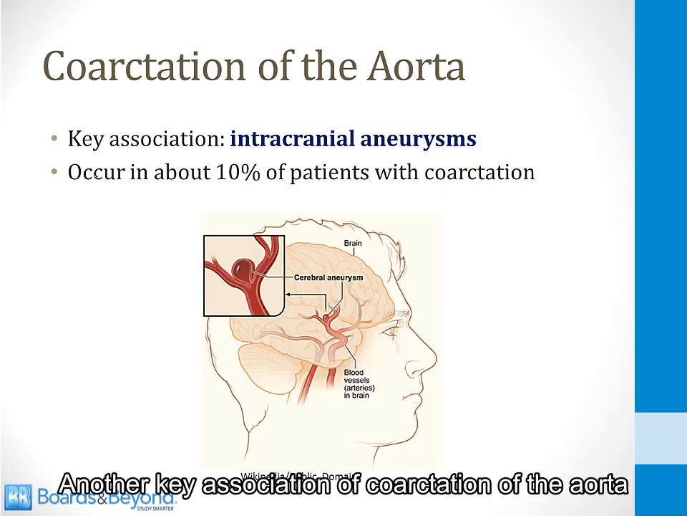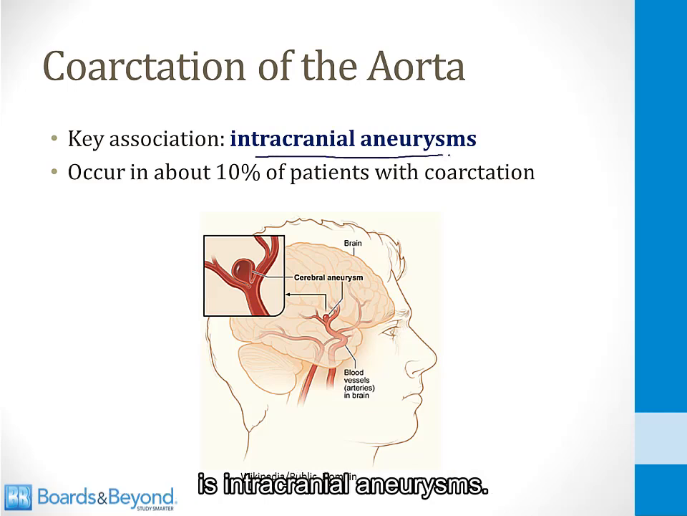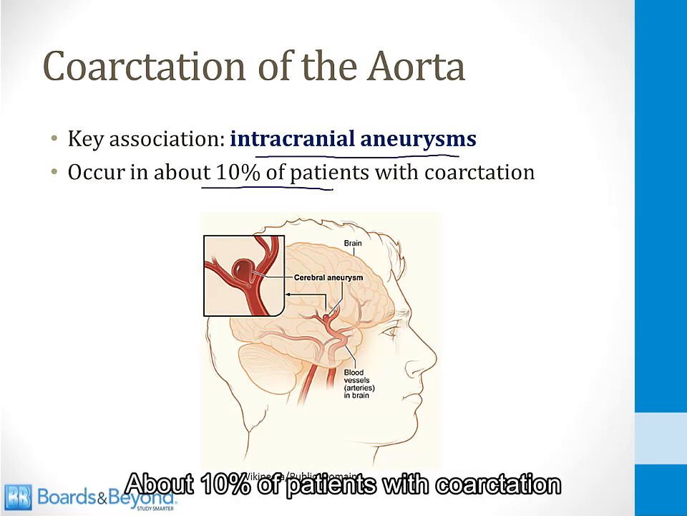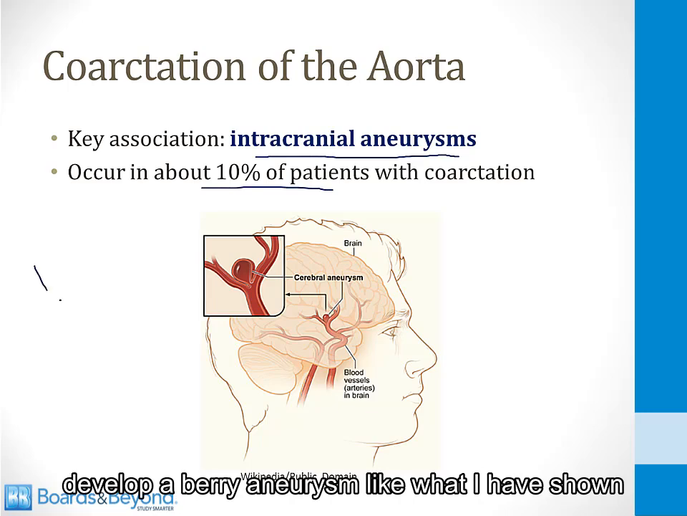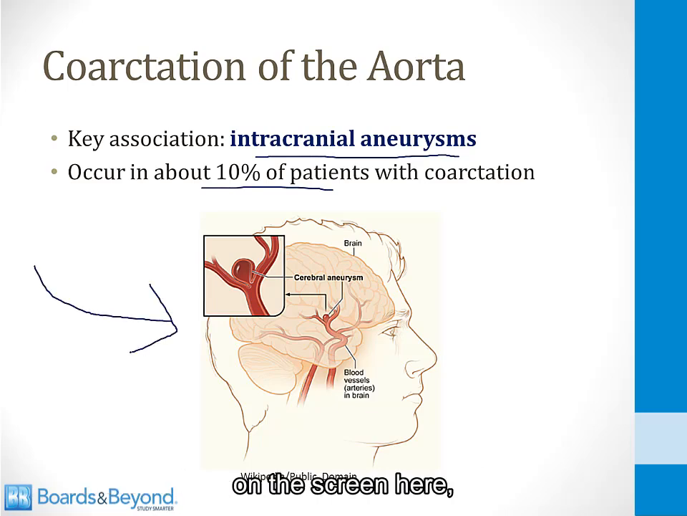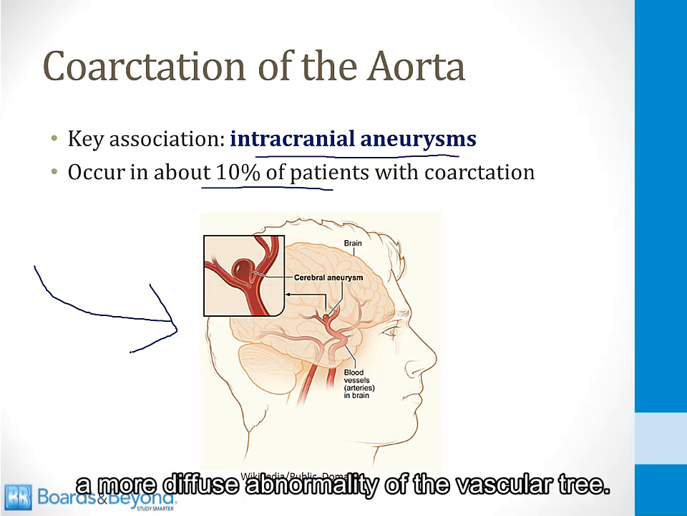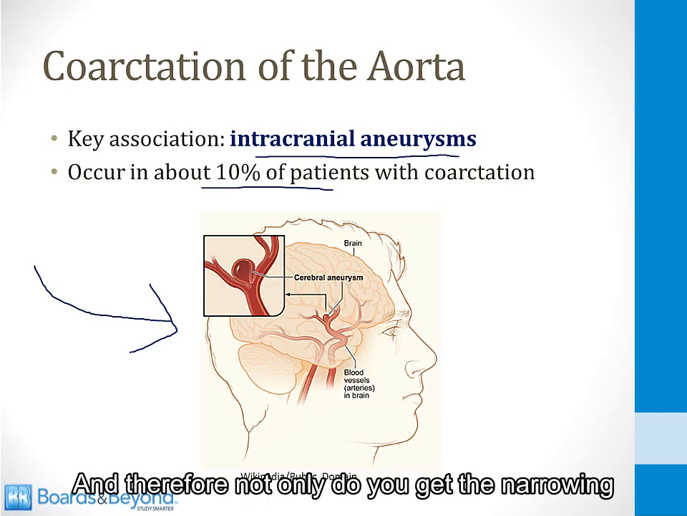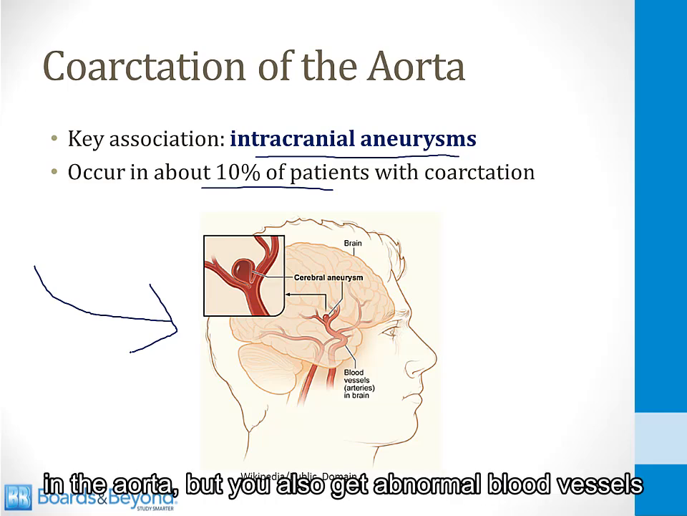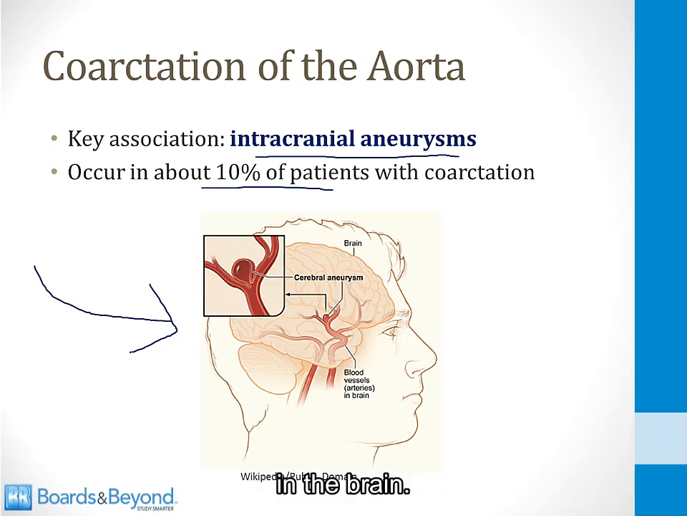Another key association of coarctation of the aorta is intracranial aneurysms. About 10% of patients with coarctation develop a berry aneurysm like what I've shown on the screen here. It's thought that the coarctation represents a more diffuse abnormality of the vascular tree, and therefore not only do you get the narrowing in the aorta, but you also get abnormal blood vessels in the brain.